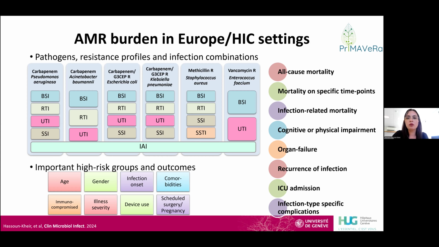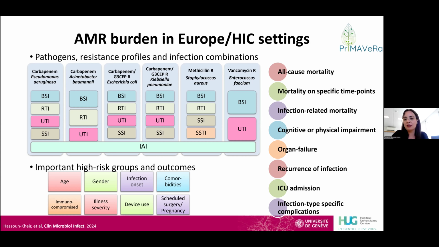So in a project called Primavera, we tried to map the burden of AMR, and this project tried to predict the potential of using monoclonal antibodies and vaccines targeting AMR as alternatives to antibiotics. So we tried to systematically review the published literature in order to find evidence on pathogens, infections, combinations, and outcomes, especially in important high-risk groups.